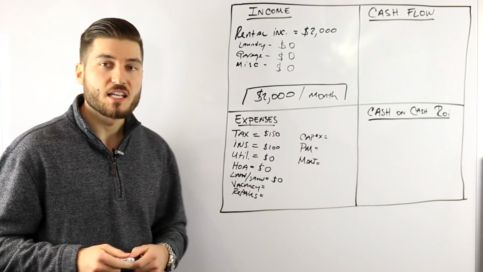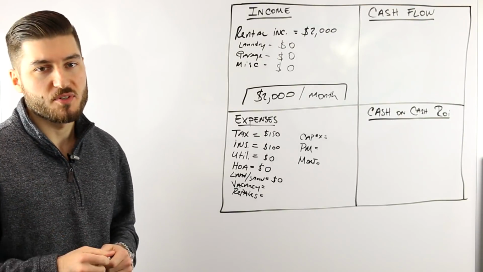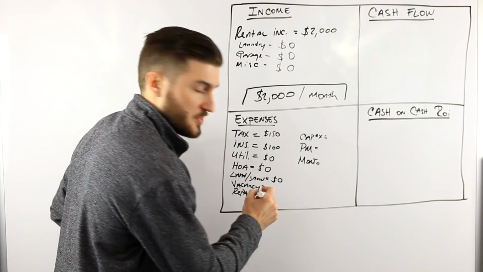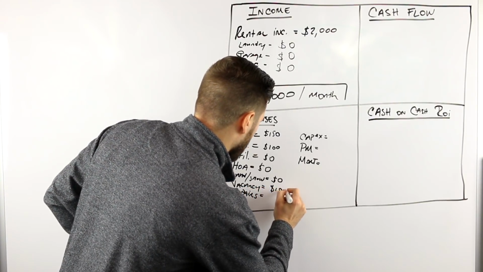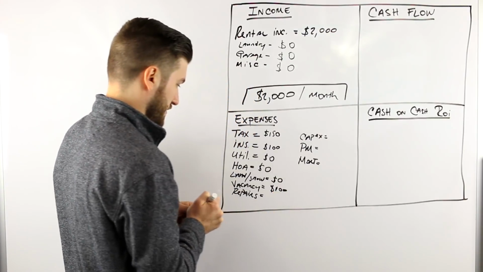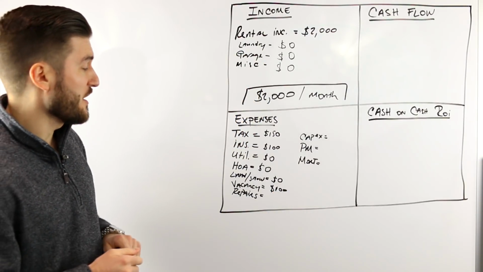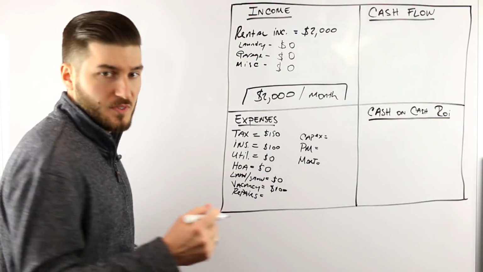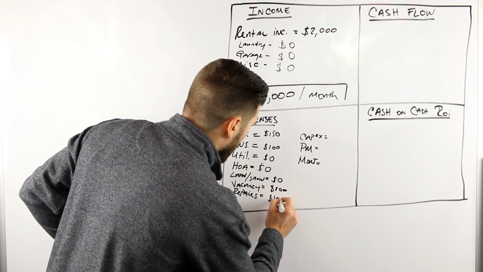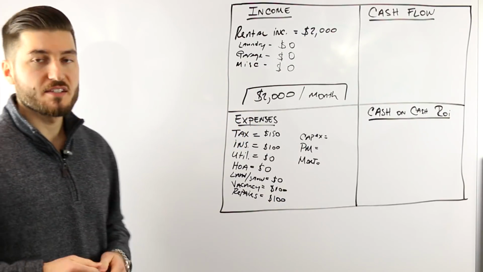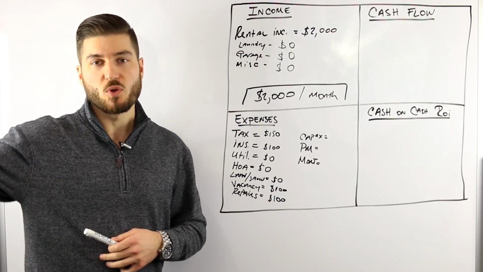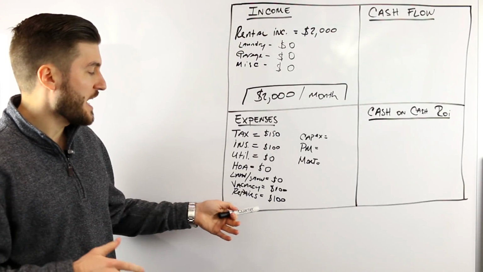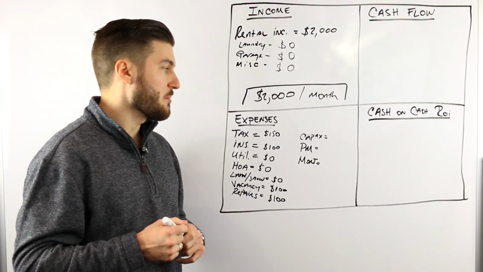Vacancy factor, like I said, we're going to use a vacancy factor of roughly 5%. And 5% of $2,000. Sorry about that. And then the repairs, let's just count for $100 a month. That's just miscellaneous stuff. You know, if someone puts a hole in the drywall or something needs done with the bathroom, let's just account on average for $100 for repairs per month.